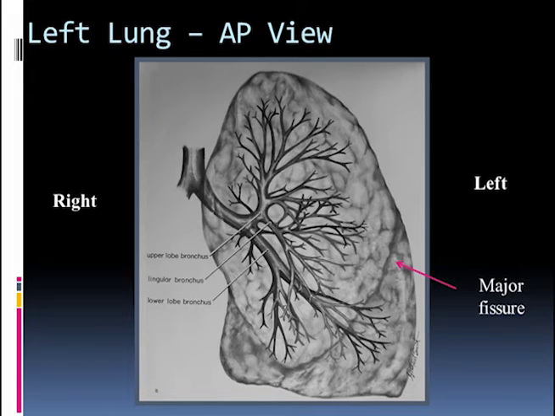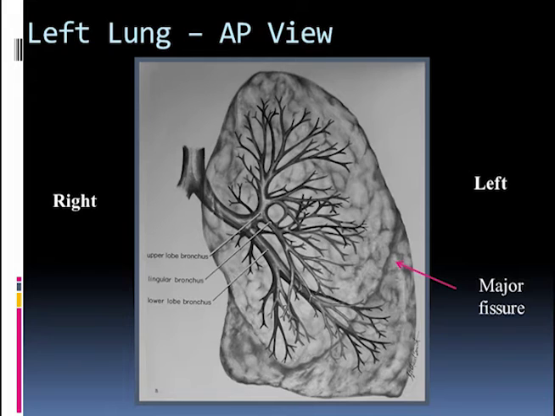It has an apical posterior segment, an anterior segment, and a lingular segment. The lingular segment is the part that sits right next to the apex of the heart, and it has 2 bronchi that come off, a superior bronchus and an inferior bronchus. It's a fairly big bronchus and is equivalent to the middle lobe on the right side. The lower lobe bronchus is a little different as well.